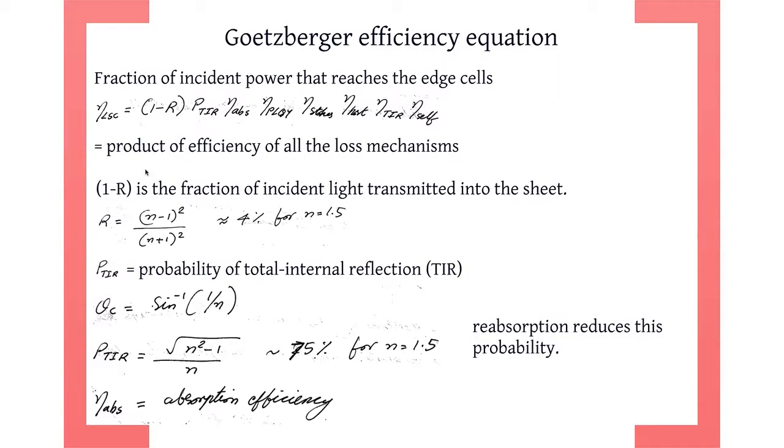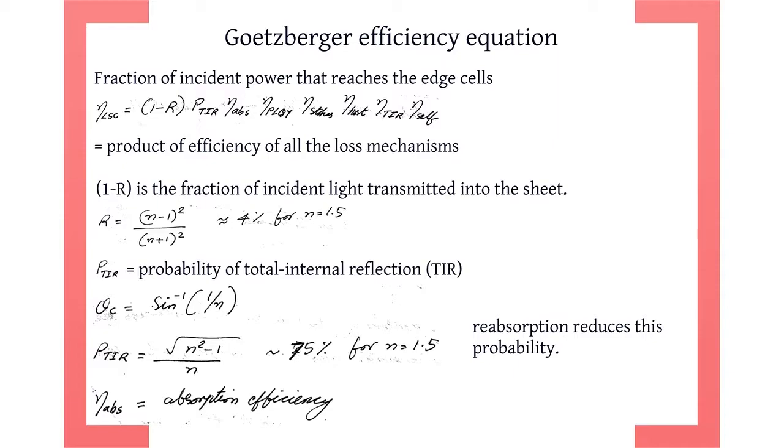And you can calculate this easily: 1 minus (n minus 1) divided by (n plus 1) squared. It's about 4% for most n equals 1.5. Then the second term is the probability of total internal reflection, which we talked about before. The re-emitted light needs to be outside the escape cone, defined by the critical angle, right? So that's defined by this.